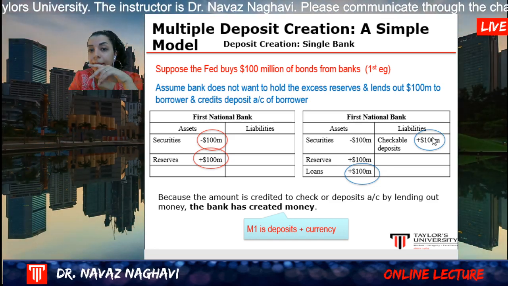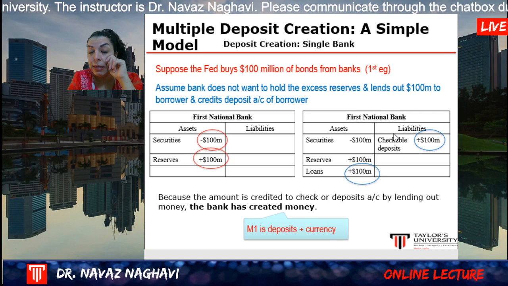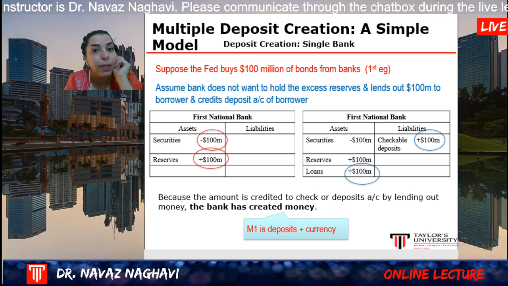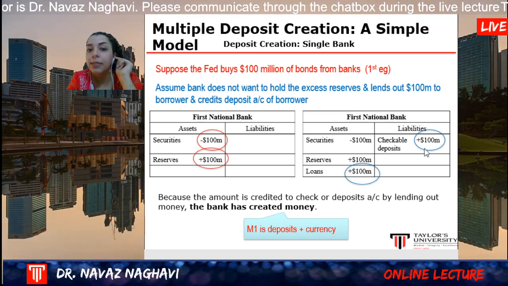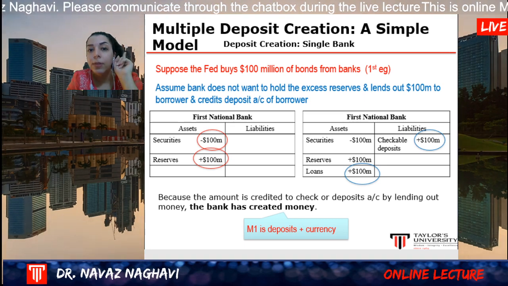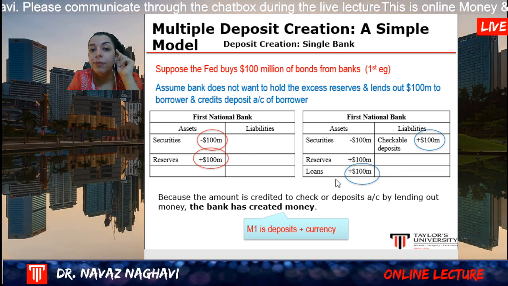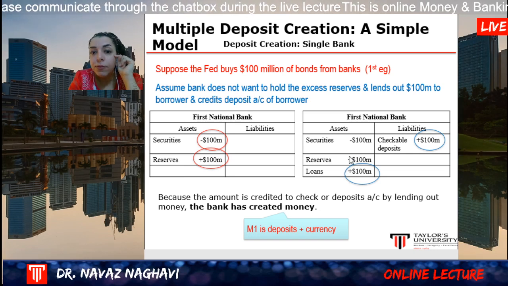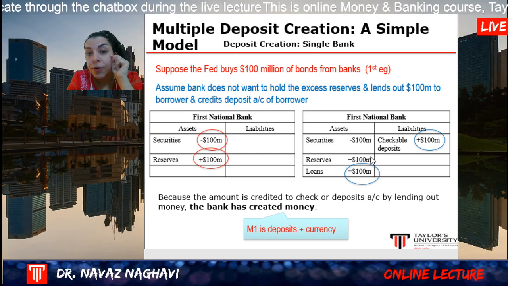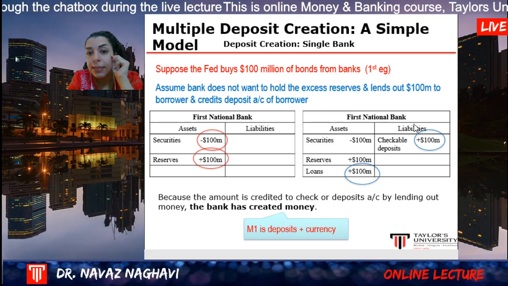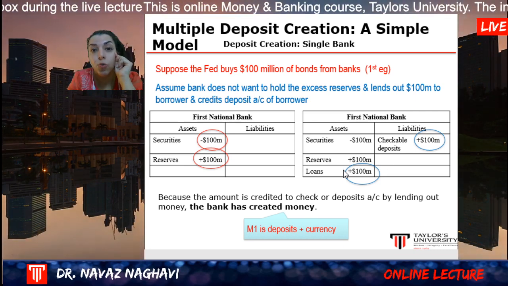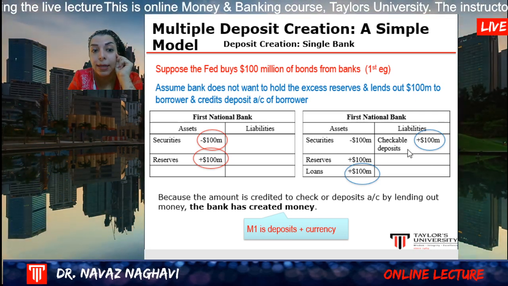But do remember that this checkable deposit is a liability of the bank. When we say that it's a liability, what does it mean? It means that there is a possibility that this person wants to withdraw the money. So that's why this bank has to be very careful that the amount of their reserve is 100. So they cannot give a loan more than this 100, because it is possible that this person wants to withdraw this money, wants to cash this amount. So that's why they should have the reserve. It cannot be more than that.